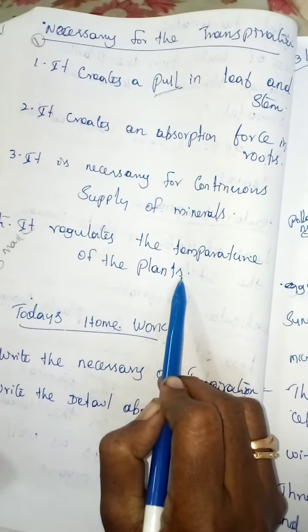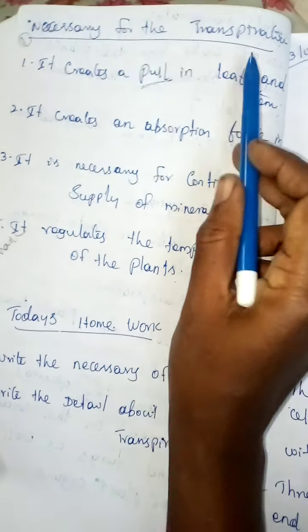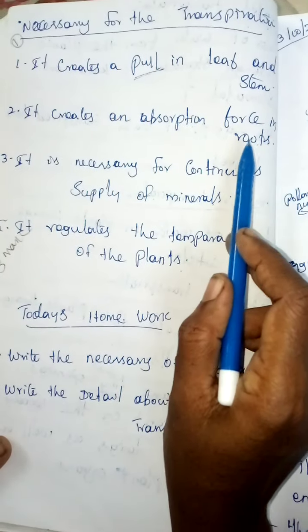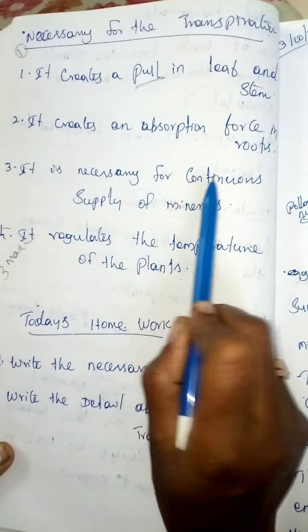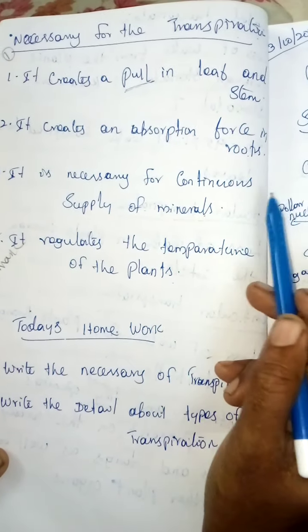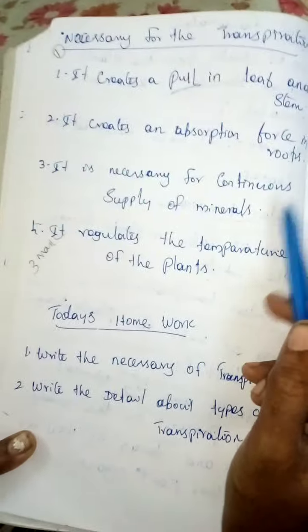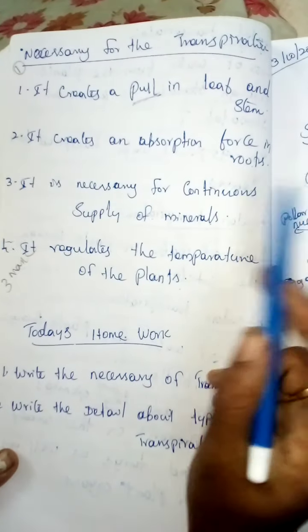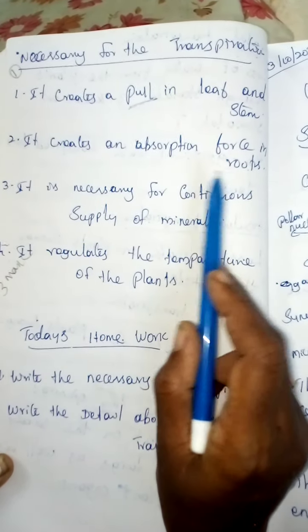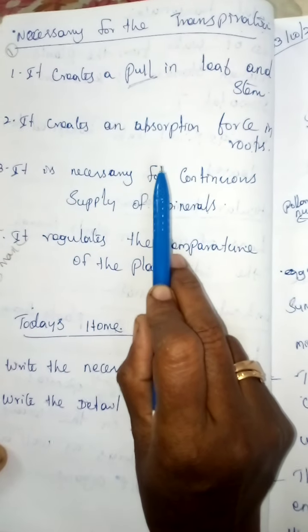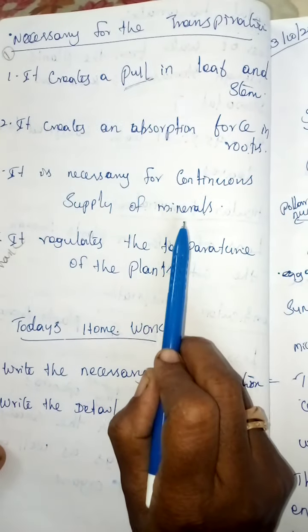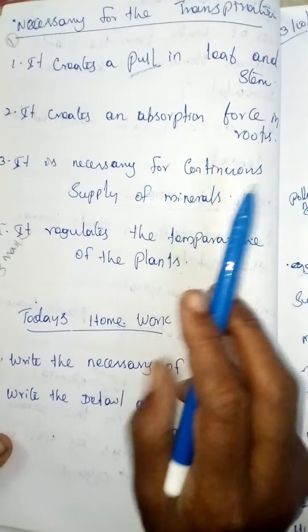So because of this reason transpiration is needed and necessary. It is a very important process. Otherwise there would be no growth and no life of the plant. That's why transpiration is a very important, necessary process for the life and growth of the plant.